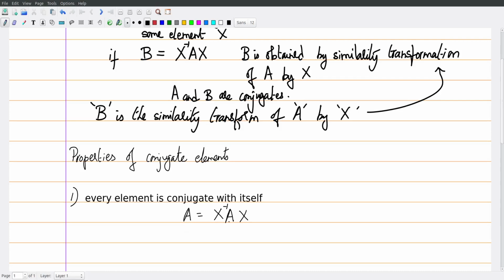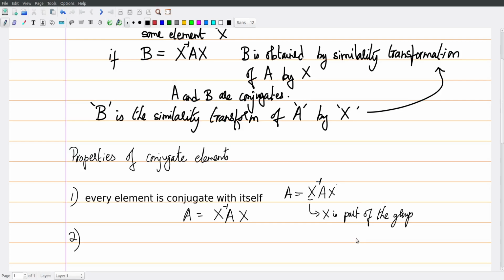So what does this mean? If we take an element A and do a similarity transformation by some element X, you get back A. So this element X is part of the group, is some element of the group, right? Now there is also a second rule. Now what is this rule? Let's see.